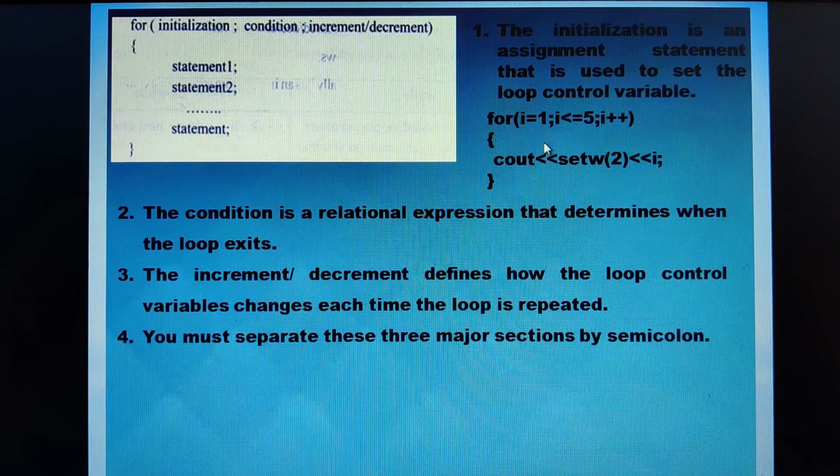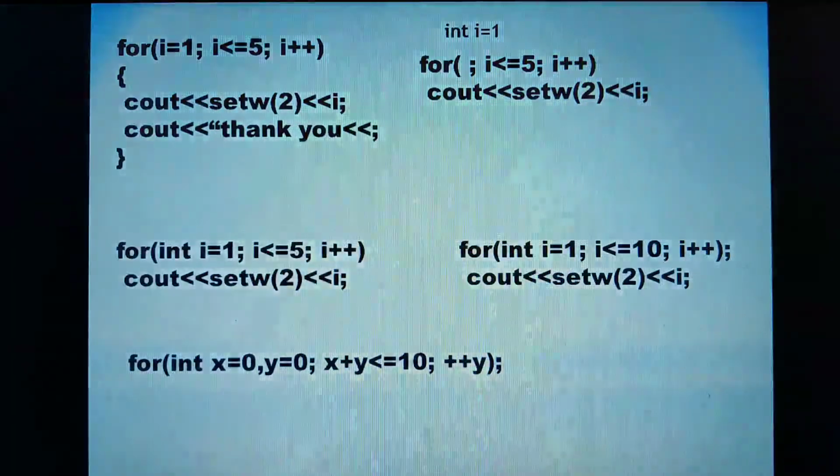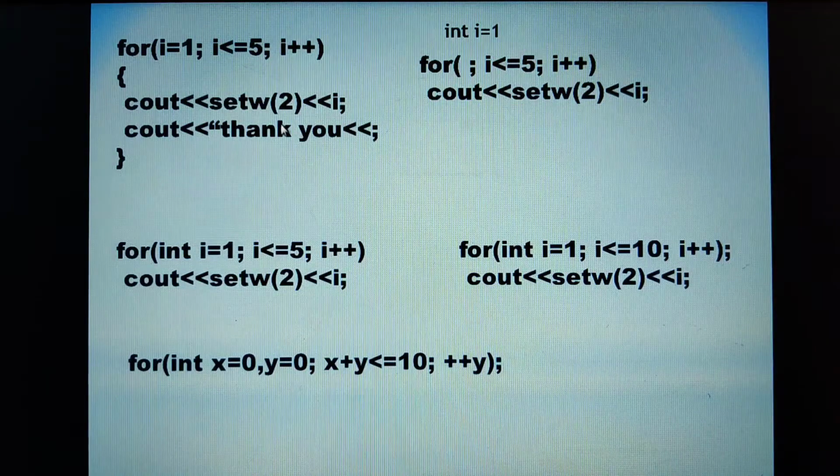Now let me explain this with an example here. Now see here, this is the general format: I is equal to 1, I less than or equal to 5, and I plus plus. Why have I included curly braces? Because I have more than one statement as the true statement. Initially I becomes 1, and 1 is less than or equal to 5. Yes, the condition is satisfied. Once the condition is satisfied, it makes an entry into the loop, prints the value of I and prints thank you also.